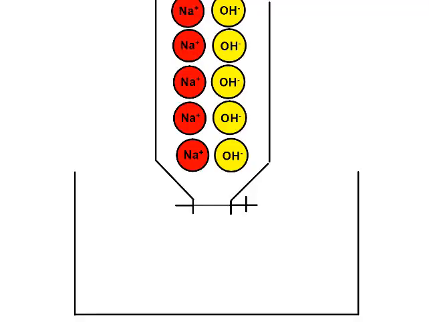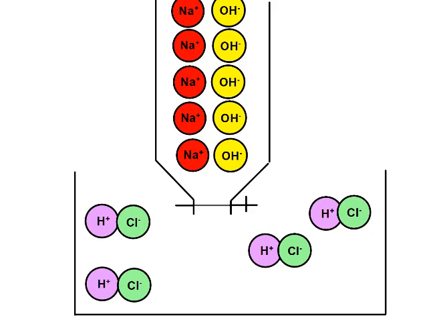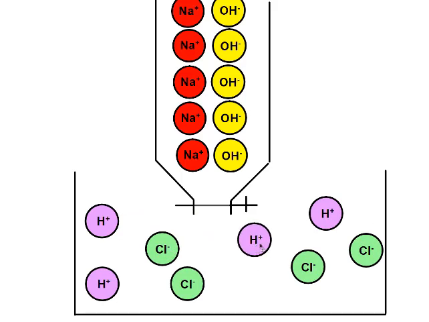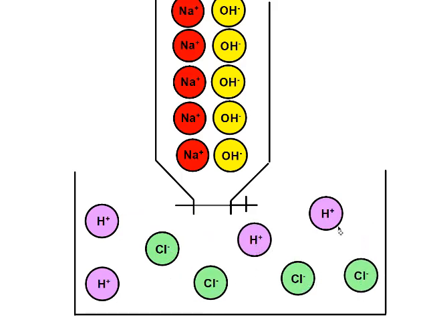So here we have a burette, and inside that burette we have some sodium hydroxide. Our sodium hydroxide is a strong base, so it's separated into sodium and hydroxide ions. And inside of our beaker below, we're going to put some hydrochloric acid. Is this a good representation for hydrochloric acid? What do you think? If you said no, you're correct. This is a strong acid, and so strong acids should be dissociated 100%. So we should have hydrogen ions and chloride ions in solution.